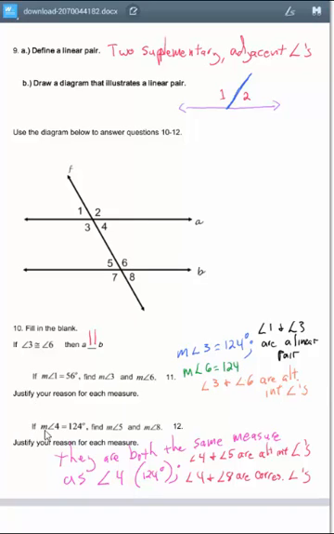If it says the measure of angle 4 is 124 degrees, which, if you look at angle 4, is obviously not 124 degrees if the drawing is to scale. So let's just assume that the drawing is not to scale. Find the measure of angle 5 and the measure of angle 8.